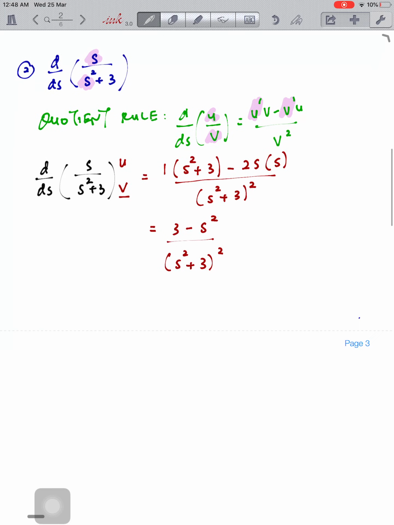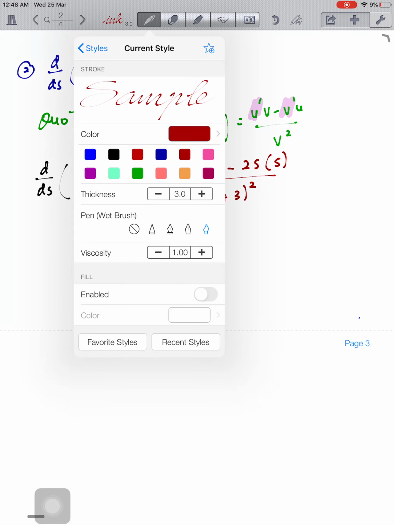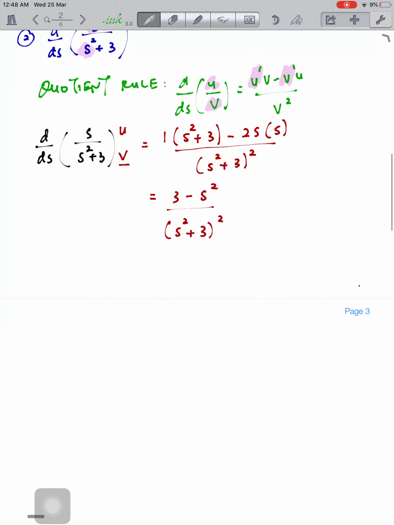And as I mentioned just now, instead of using quotient rule, it is also possible to use product rule. For example, if you don't memorize the formula for quotient rule, but you memorize the formula for product rule, you can also make this in terms of a product. So let me put this as product rule.